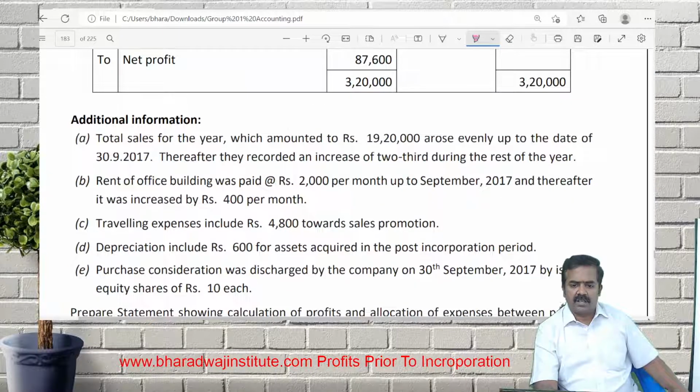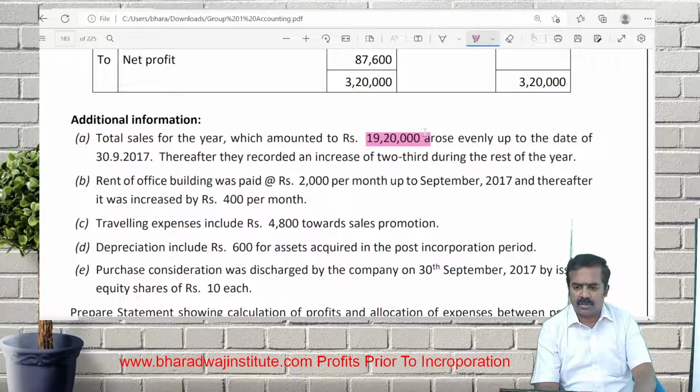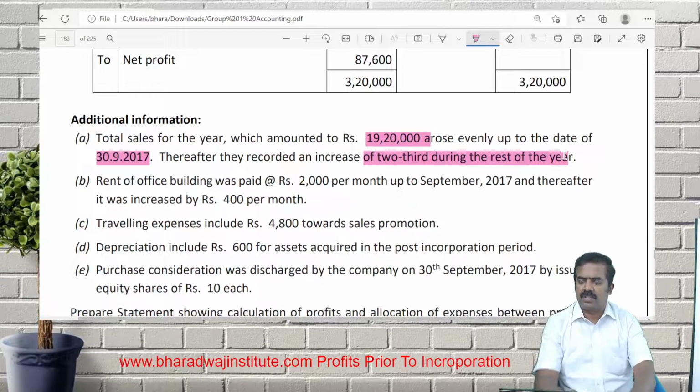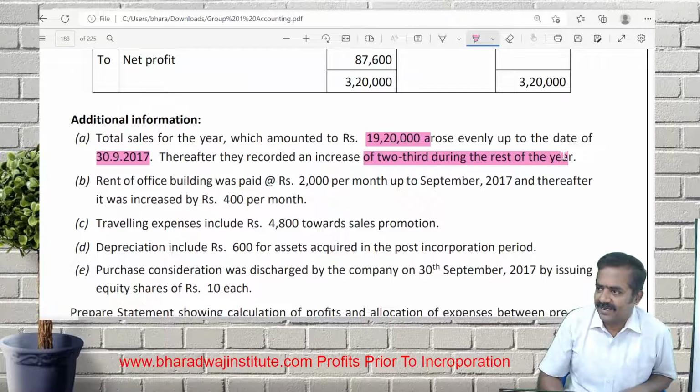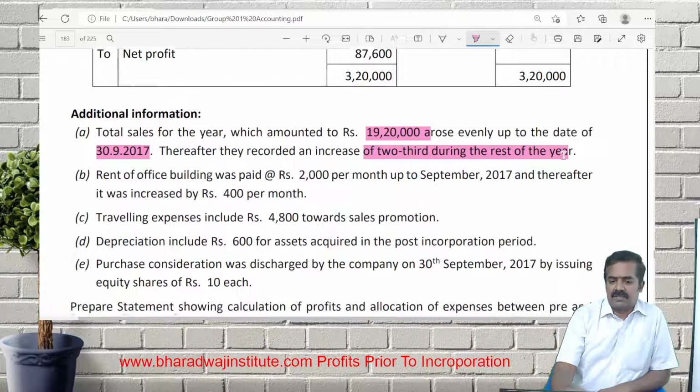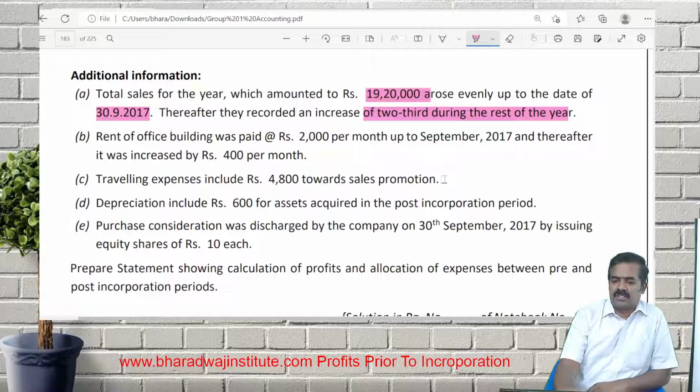Total sales for the year amounted to how much? 19,20,000 arose evenly up to September 2017, that is given. Thereafter increased by what? 2/3 during the rest of the year. I hope we did a similar problem in the last class. That is given, so using that we have to work out the sales ratio.